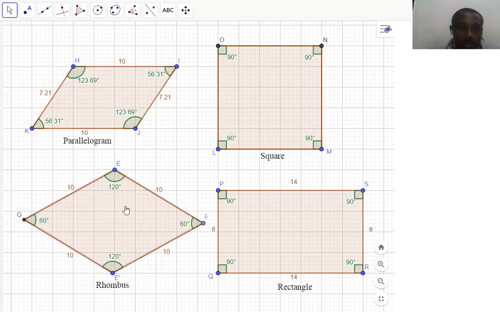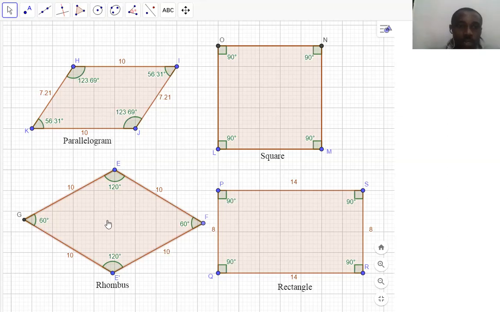A rhombus is also a quadrilateral with equal length of parallel opposite sides. So the opposite sides are also parallel to each other, but they are of equal length. The difference between a rhombus and a parallelogram is that the rhombus has equal length of opposite sides, while the parallelogram has just opposite sides parallel, but not necessarily equal.